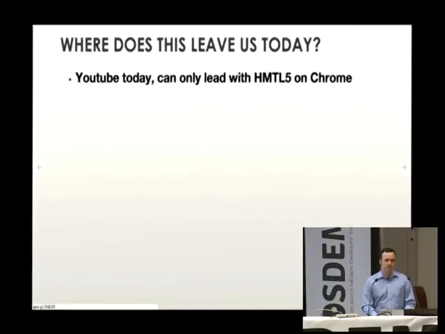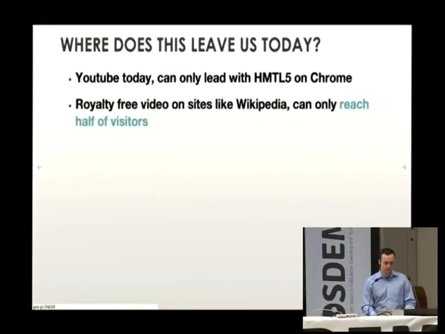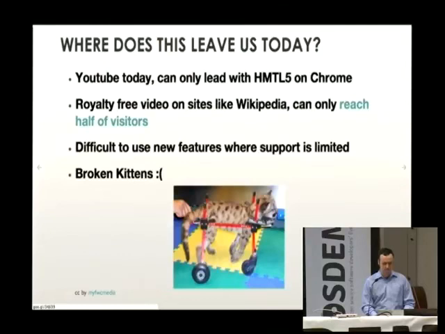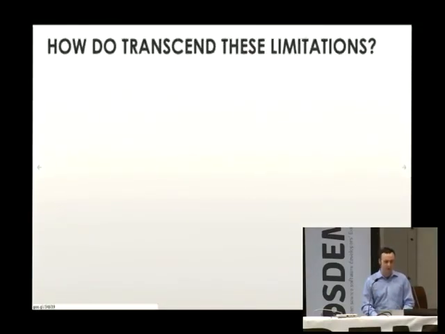Where does this leave us today? YouTube itself is only able to lead with HTML5 on Chrome. All other browsers are still using Flash. Royalty-free video sites like Wikipedia can only reach about half their visitors with royalty-free codecs. And it's difficult to use new features where support is limited. We have sort of a broken situation, the cats on the internet are only halfway there. How do we transcend these limitations?